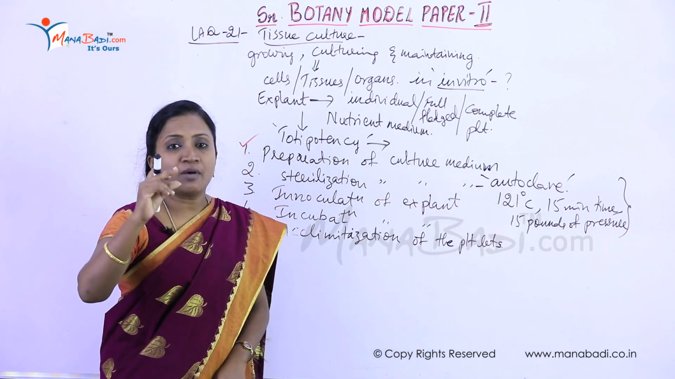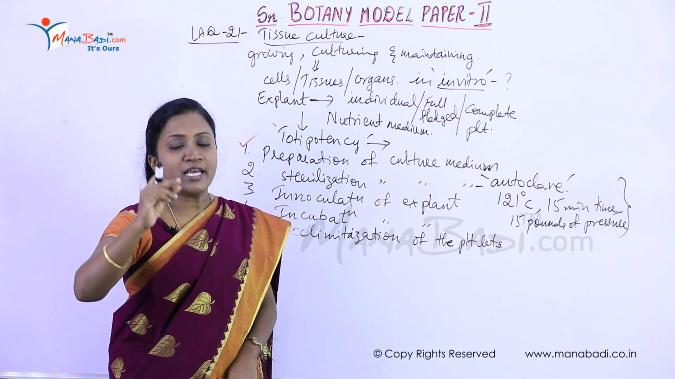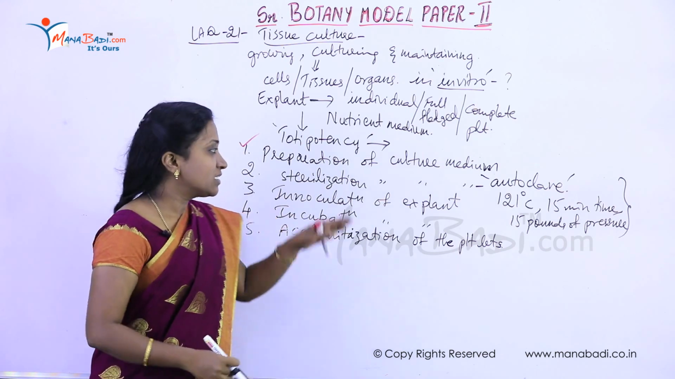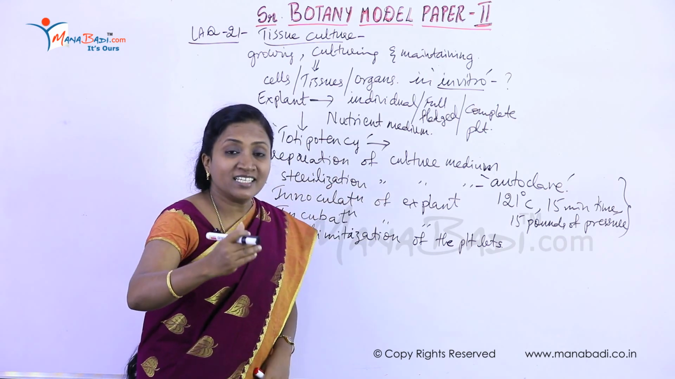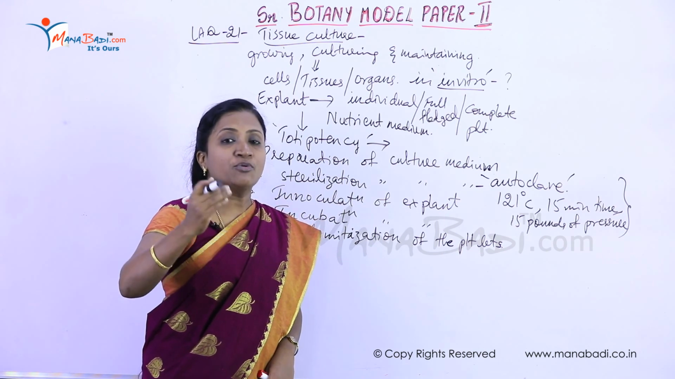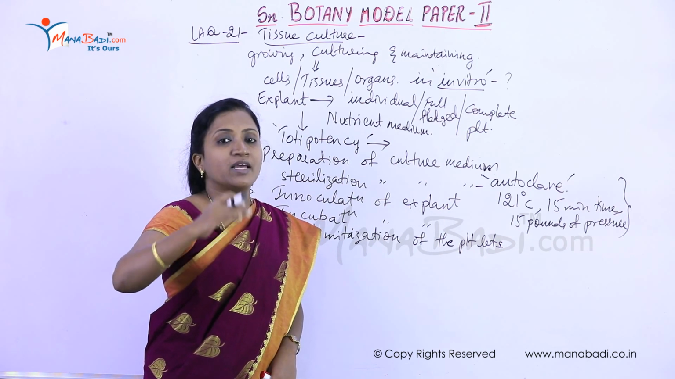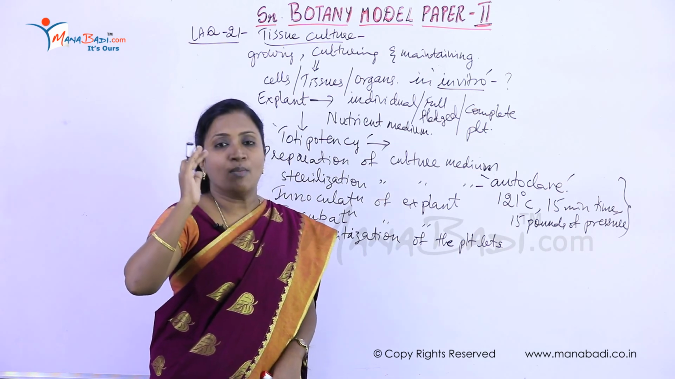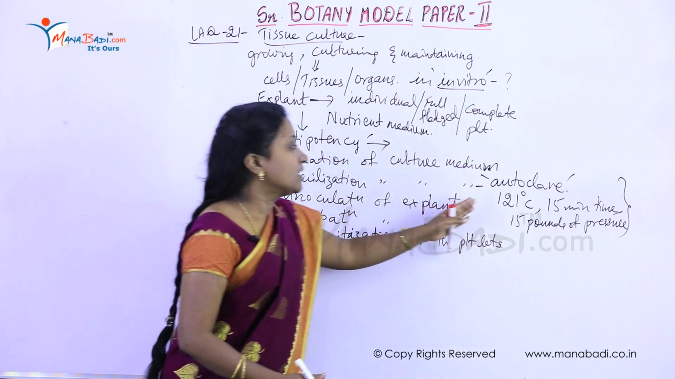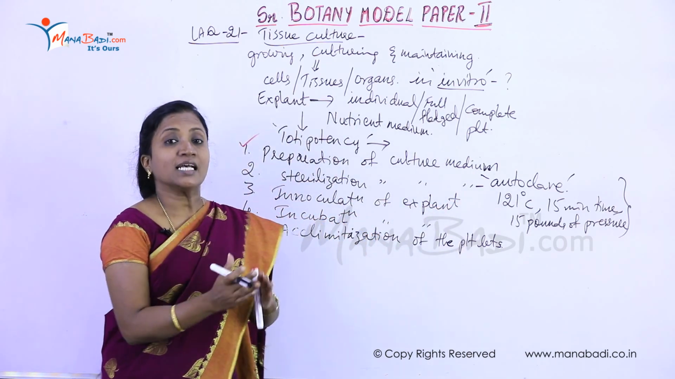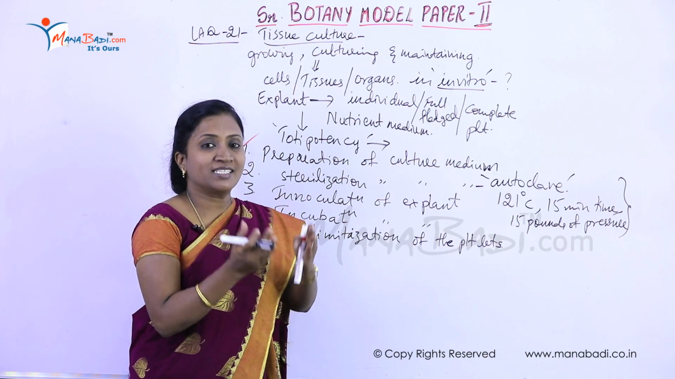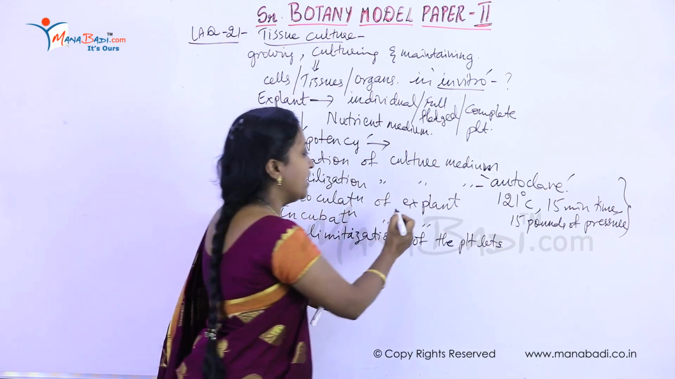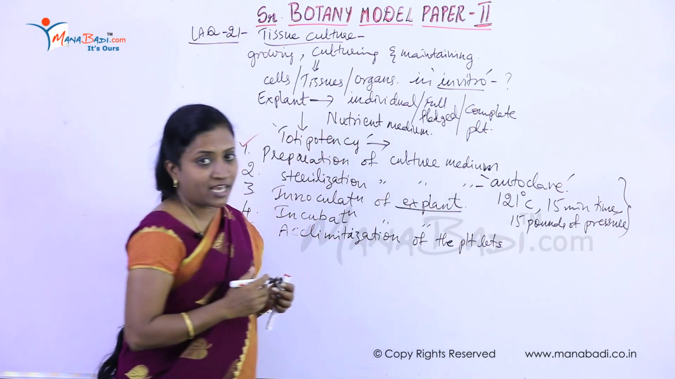So the nutrient medium will be sterilized in an autoclave. At the end of the second step, we will be getting a nutrient culture medium which has been sterilized, which means that there are no microbes. Okay, so that happened. Now this sterilized nutrient medium is taken, and meanwhile the explant is taken.